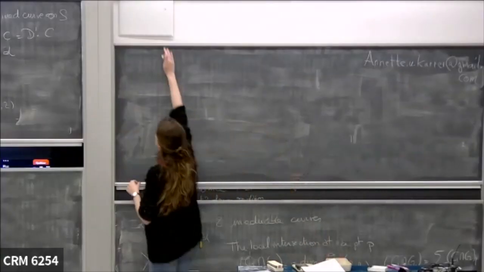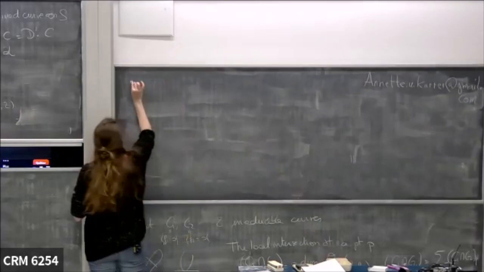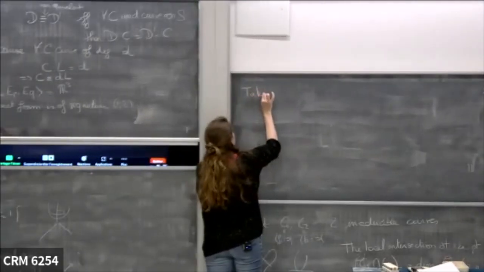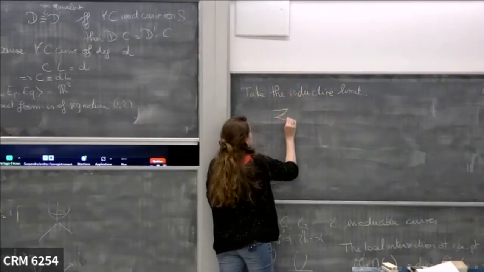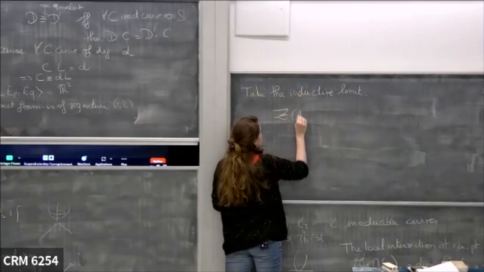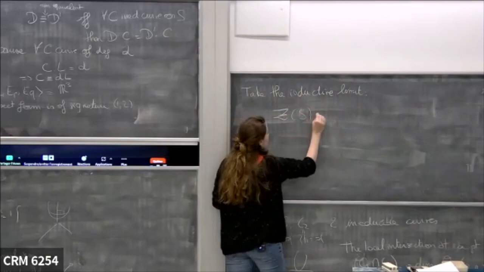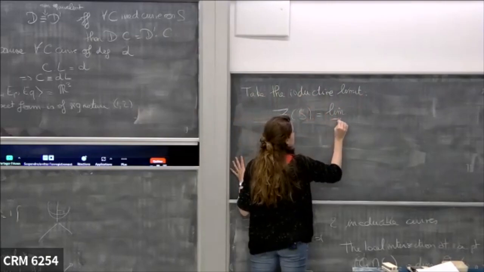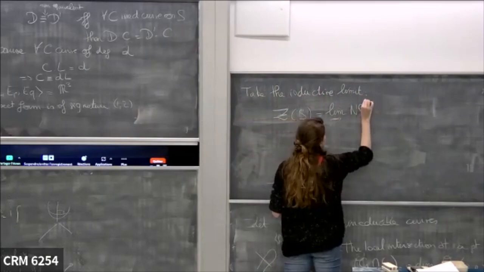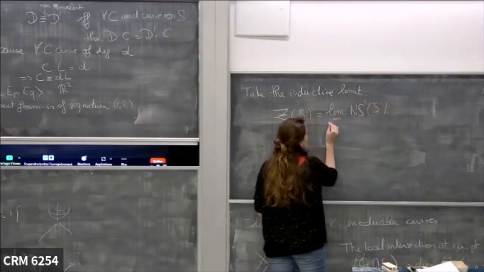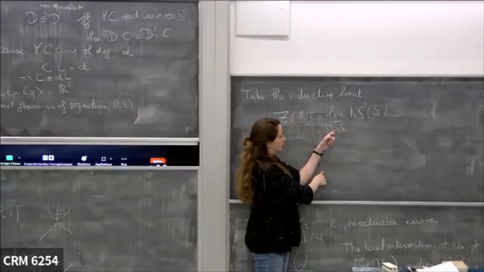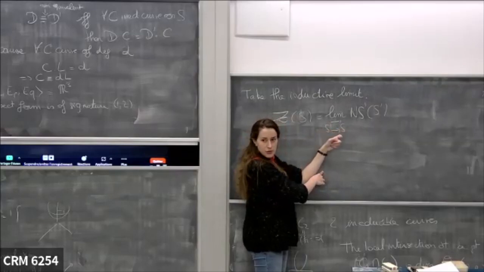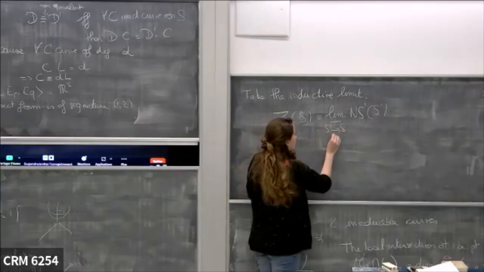Okay, so now take the inductive limit. So take Z of P2, or S, it is the same. It will be the inductive limit of the Néron-Severi groups of surfaces S', such that S' is obtained from S through a morphism. This means that S' is obtained from S by blowing up a finite number of points. So this is blowing up.